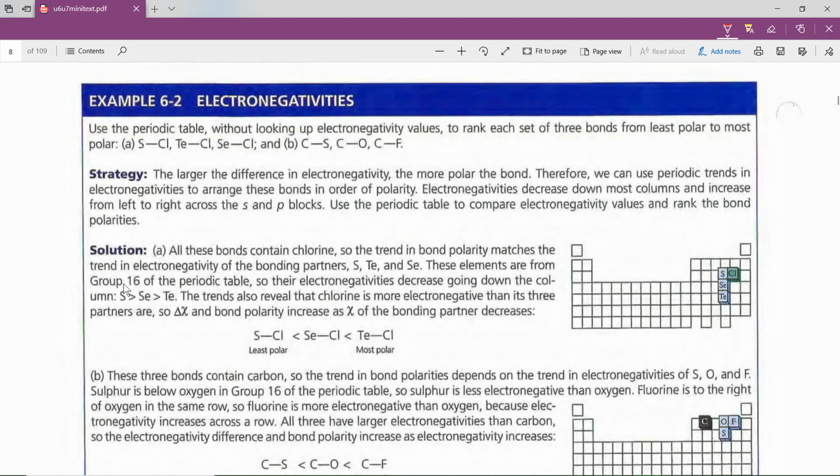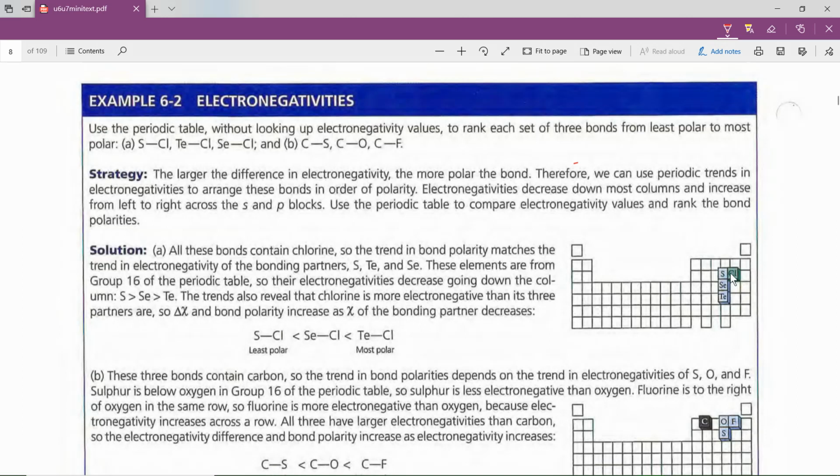So example 6.2 here, which is on page 260. Use the periodic table without looking up the values, just rank sets from least polar to more polar. So here you're looking for differences, right? So the greater the difference, the more polar it's going to be. So S and Cl, well, they're pretty close to each other. So that is going to be the least polar, okay?